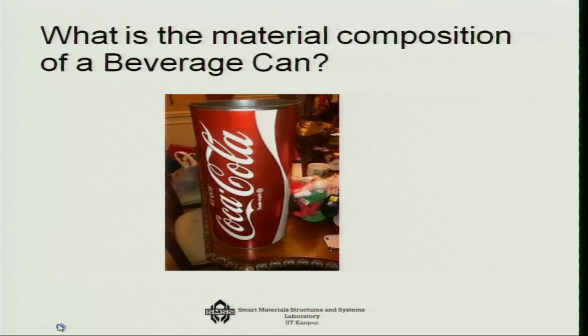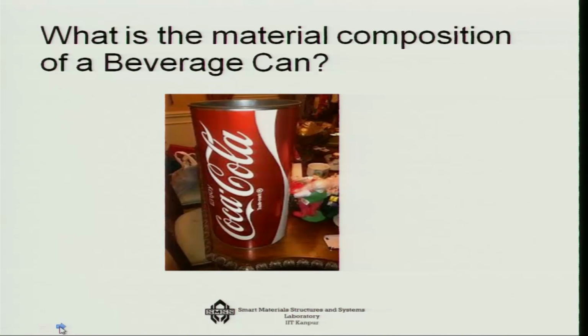Before starting that, I would like to ask you a question: what is the material composition of this beverage can? Let us say this is a Coke can. You can guess what the various possible materials are. One thing you would notice once you finish a beverage can is that it becomes quite light. It is metallic, but it is a very light material. That is the clue.